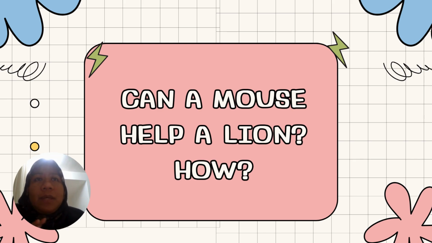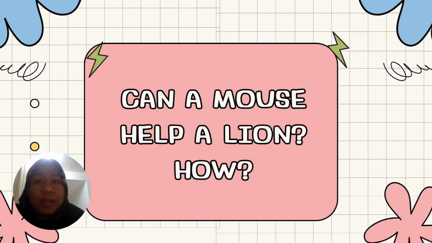Based on the characteristics, we can see that it is possible for the lion to help the mouse, because the lion seems strong and definitely he can help the mouse. But the question asks, can a mouse, just a small creature, help a lion, which is multiple times bigger than the mouse?